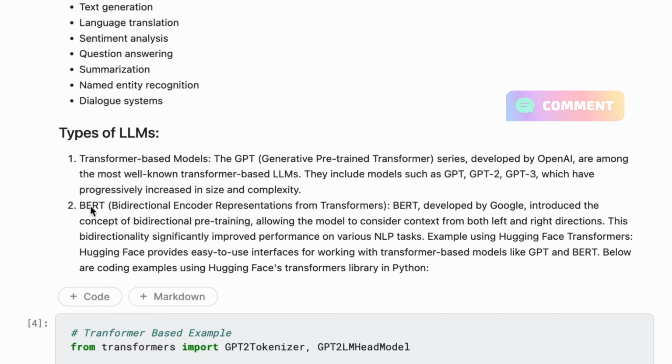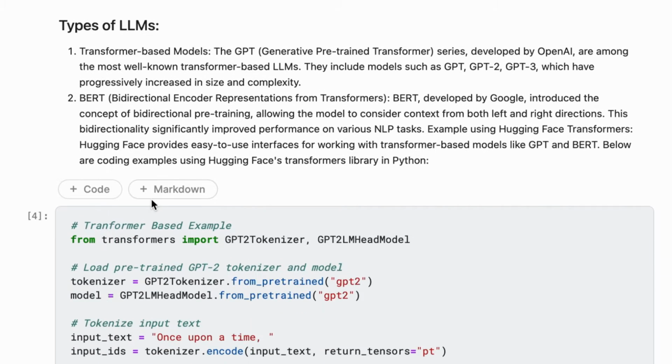The first is transformer based and the second is called BERT based. The transformer based, you know about GPT-3, GPT-4 and many others like Meta's LLaMA and Gemma as well. Okay, but for BERT, BERT is developed by Google. It introduced the concept of bidirectional pre-training, allowing the model to understand the context from the left and from the right as well. So these are the main examples of BERT based language models.